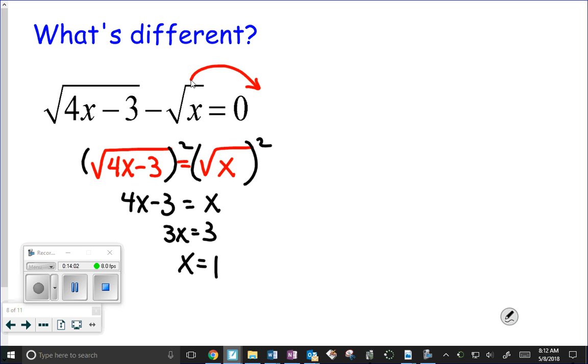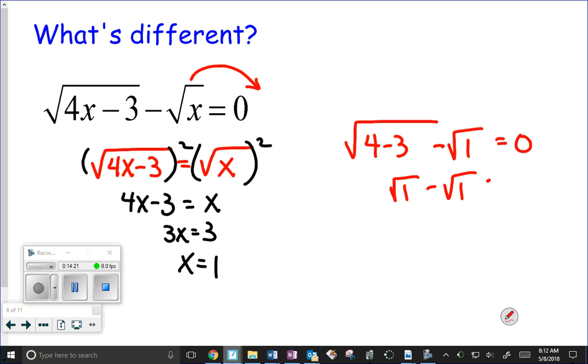I'm getting a 1. Check it real quick. 4 times 1 is 4, and that's going to work. Square root of 1 minus square root of 1 equals 0. Some of them are pretty easy to check. Others are a little bit more difficult, but remember to do that if you need to.